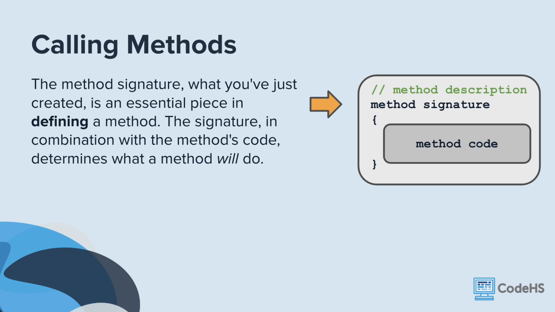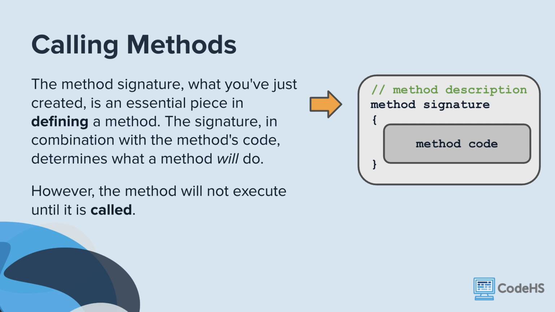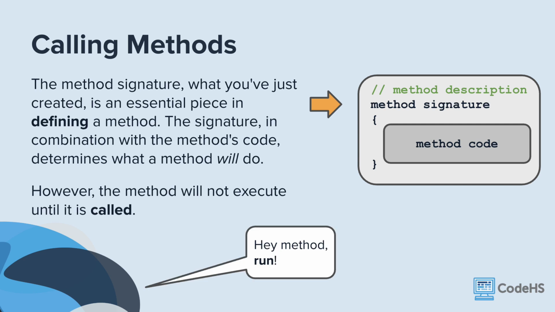The method signature, what you've just created, is an essential piece in defining a method. The signature, in combination with the method's code, determines what a method will do. Its code, however, will not execute until it is called. One of the great things about methods is that you only need to write the code to define them once. Then you can call them as many times as you need.